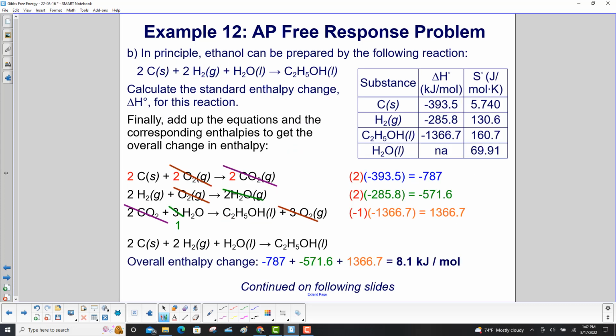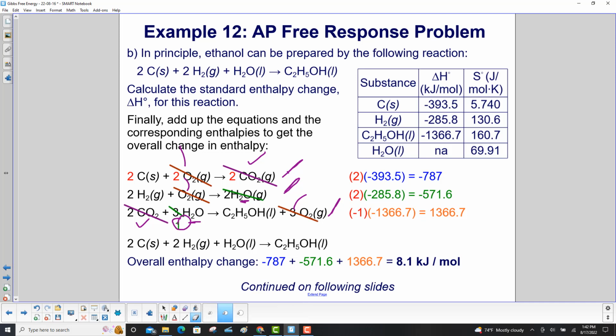Now, add up the equations and the corresponding enthalpies to get the overall change in enthalpy. So here's our carbon one, here's the hydrogen, and here's the reversed ethanol. So let's see. We have brown, brown, and brown, and those will cancel out. Oxygen goes away. CO2, we have 2 CO2s on the right, 2 CO2s on the left, they go away. We have 3 waters here and 2 waters here, so we still keep 1 water on the left side, and that's what this one is showing.